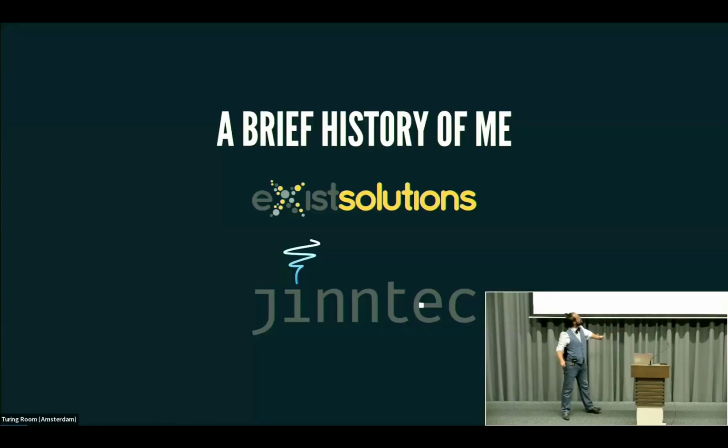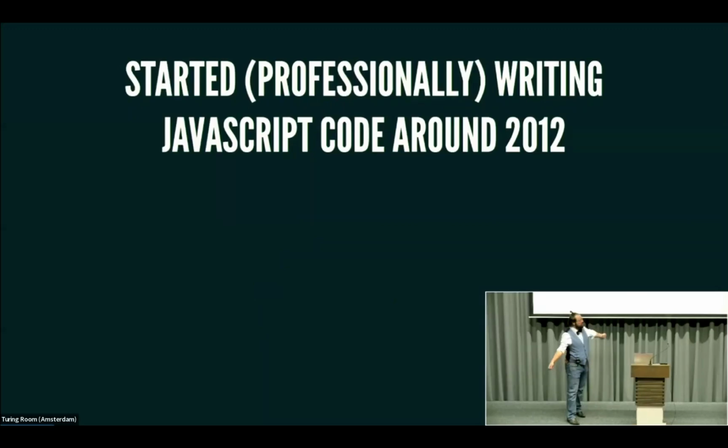Brief history of me. I now see why everyone is choosing a white theme, not a dark theme. I am with Exist Solutions and Yintech, doing consultancy work for them and doing a bit of Fonto consultancy on the side. For some reason, I found myself in a niche configuring Fonto for XBRL fintech documents, which is apparently a niche, and I'm happy to be in it. So that is kind of me. I started writing JavaScript professionally around 2012. That is when people actually started paying me to do it.